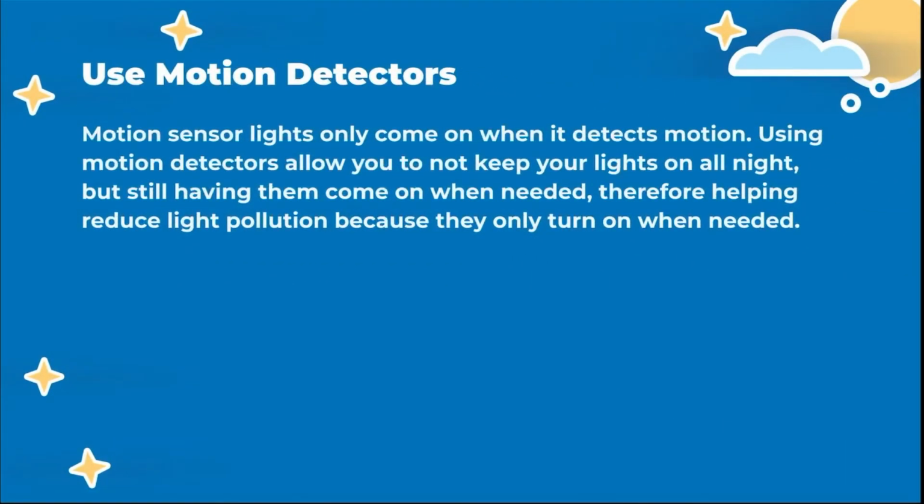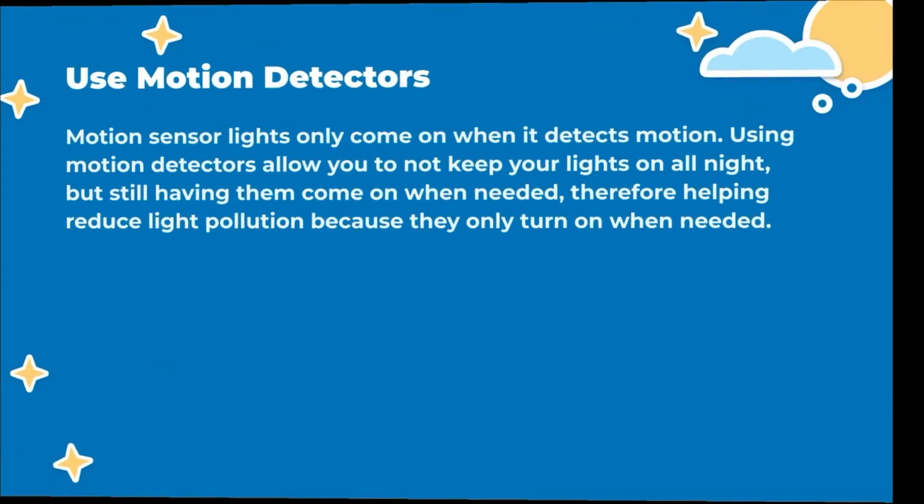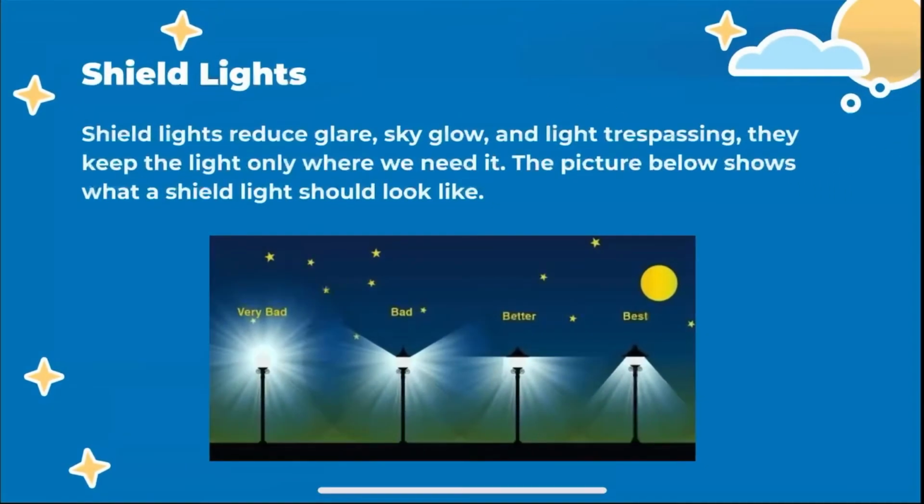Using motion detectors. Motion sensor lights only come on when they detect motion. Using motion detectors allows you to not keep your lights on all night, but still have them on when you need them, therefore helping reduce light pollution because they only turn on when needed.